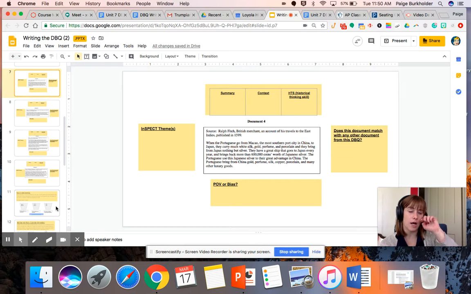I'm giving you guys 5 prompts to choose from for this DBQ, and you choose one to write about. Every single prompt has documents that have at least 2 images in it. Okay, so there's no 7 documents that look like this. Okay, anyone have questions about analyzing documents? Ben.